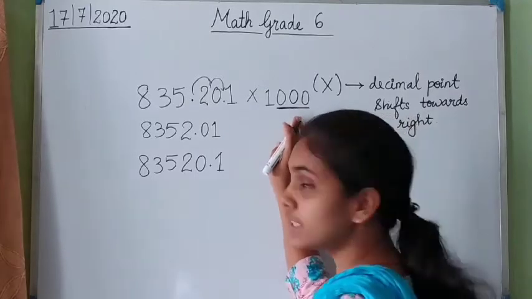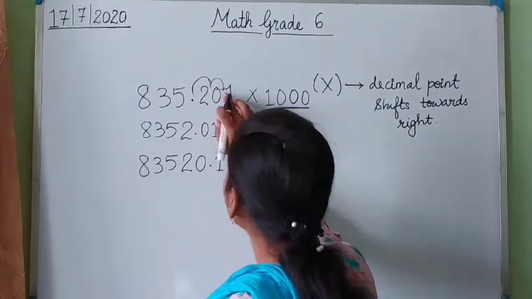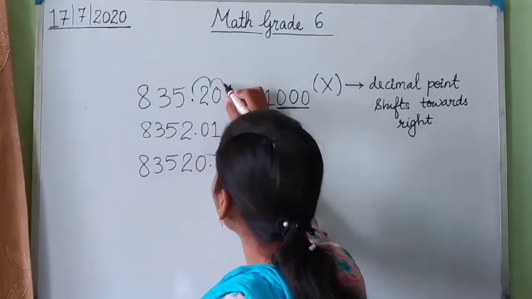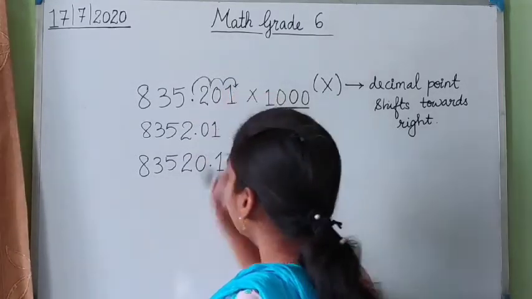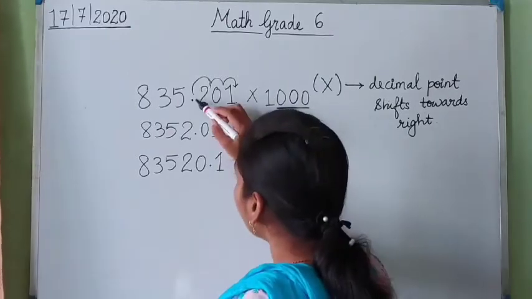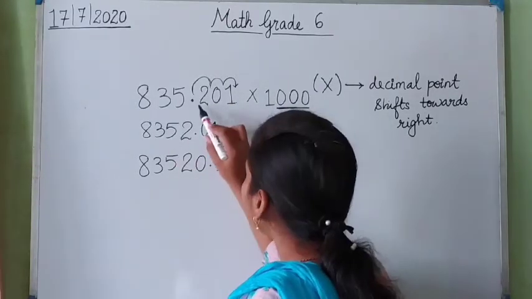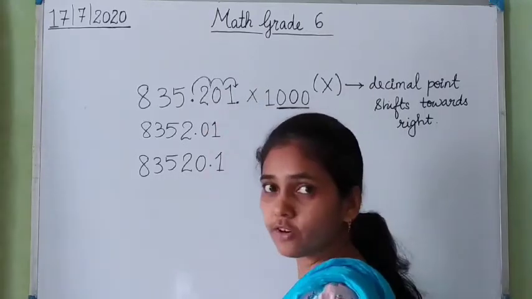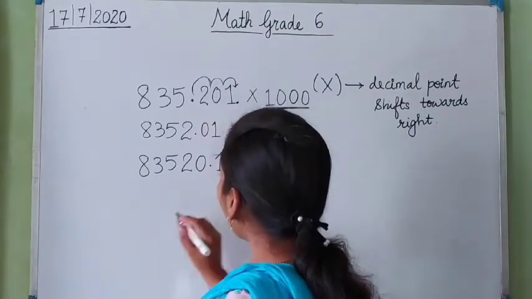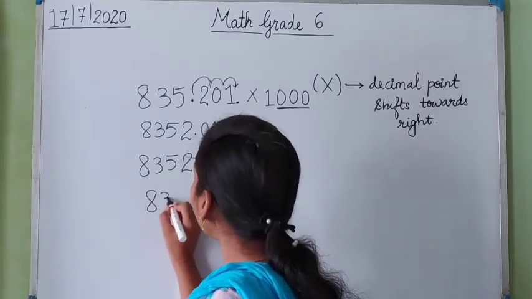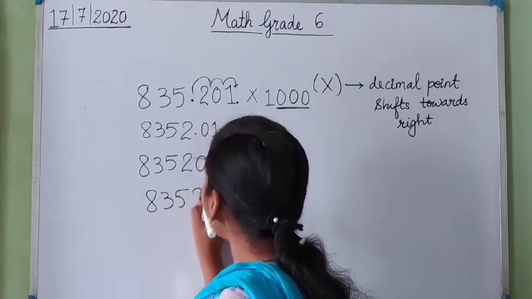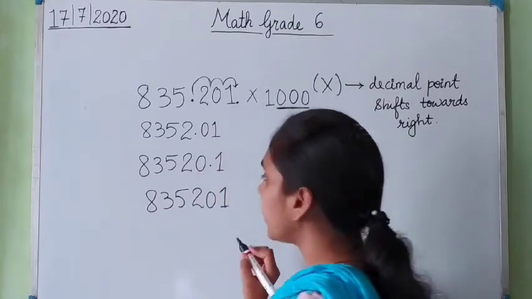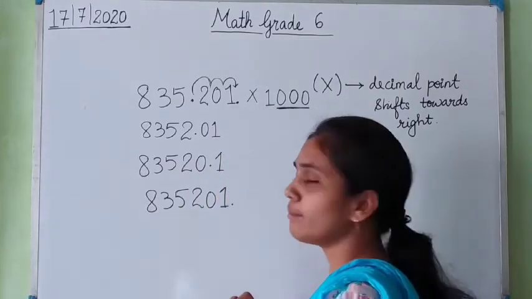Now in a similar way, if I multiply it by 1000, how many zeros does 1000 have? It has 3 zeros, right? So similarly, the decimal point is going to shift 3 digits to the right. First it was here, then after shifting 3 digits to the right, it will come here. After shifting the decimal point, the number becomes 8352001. And putting a decimal point here makes no sense.